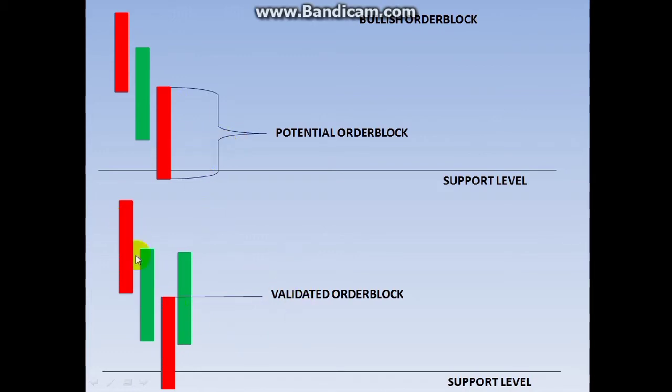Now price has traded down into the support level, and we have this bullish candle that trades through the high of the last down close candle. So this order block has now been validated, and it can be referred to as a bullish order block. Immediately after this candle traded through it, this is a validated order block.